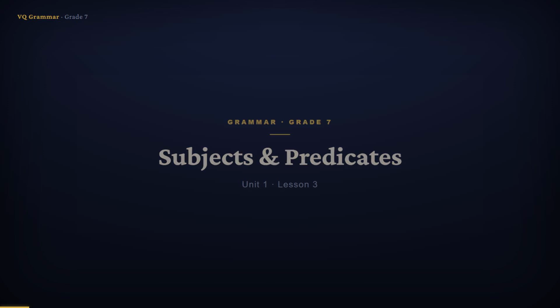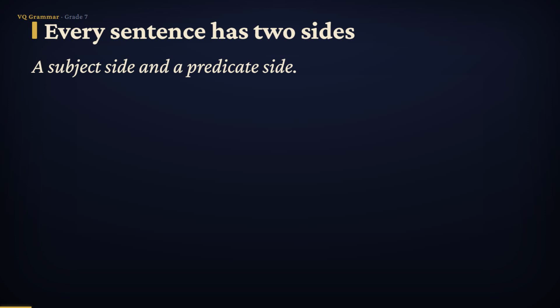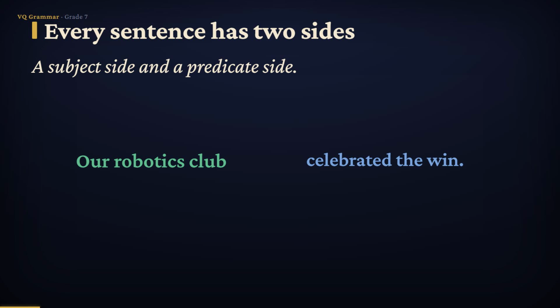Let's take a look. Here's the big idea for today. Every complete sentence divides into two sides that work together. Take this one. Our robotics club celebrated the win. The first side, our robotics club, is the subject. The second side, celebrated the win, is the predicate. A vertical line marks exactly where one side ends and the other begins.